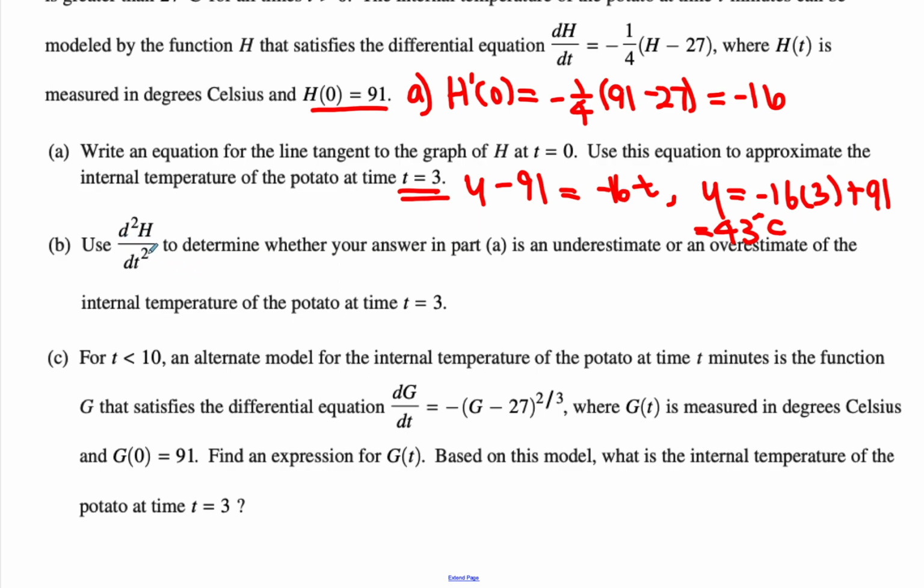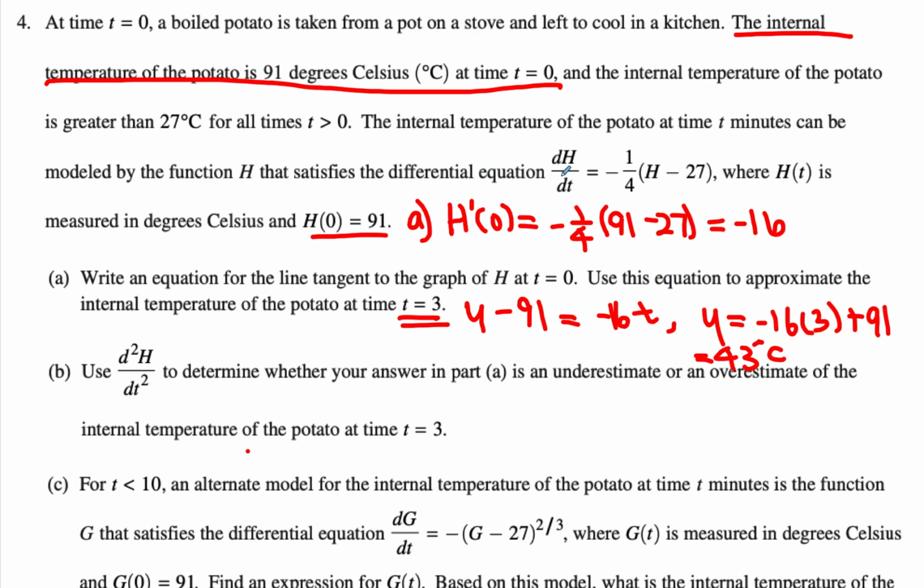Alrighty. Now let's look at part B. The double derivative of h with respect to time can be used to see if it's an underestimate or overestimate. So now what they want you to do is find the double derivative, and let's see what we end up getting.